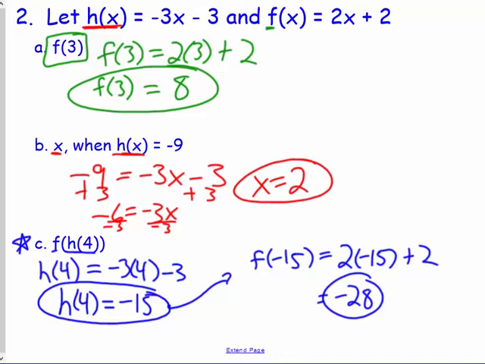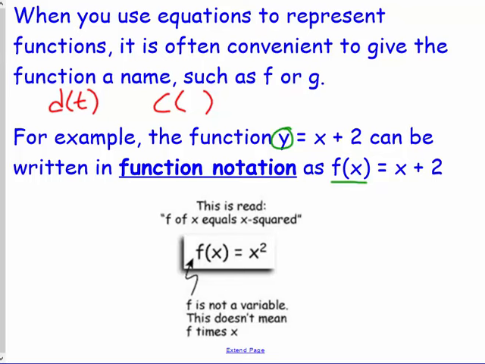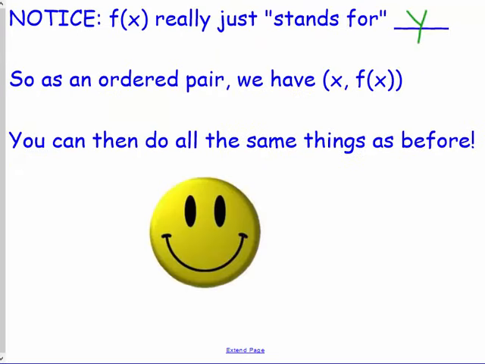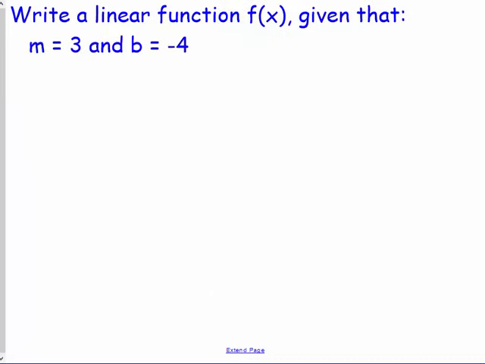The other idea to really remember is essentially we're just replacing y with f of x, and we can do all the same things as before. And so one thing that you're going to notice on the rest of these examples is we're going to go back to a little slope-intercept form. It says write a linear function f of x given that m equals 3 and b equals negative 4.